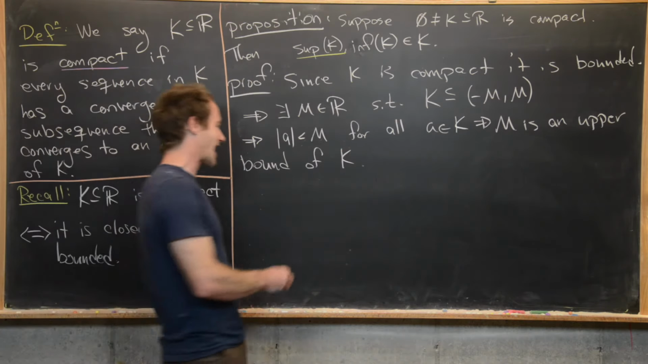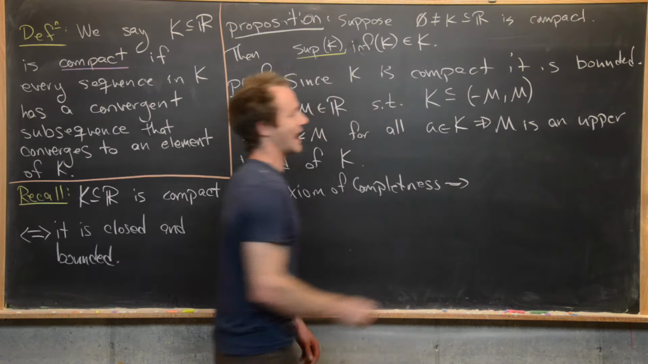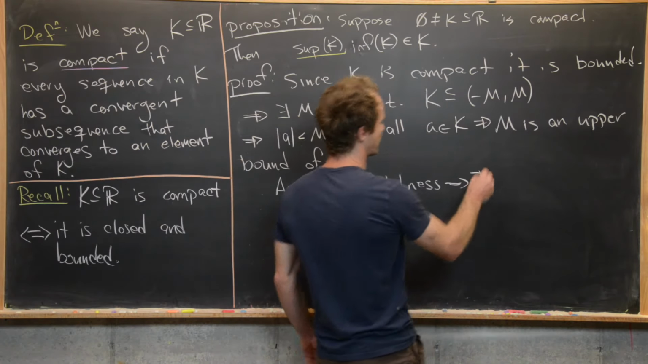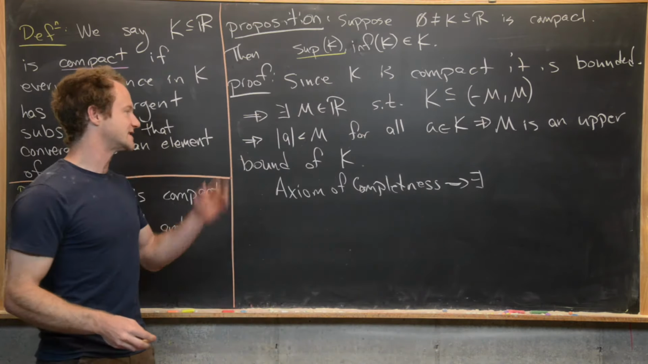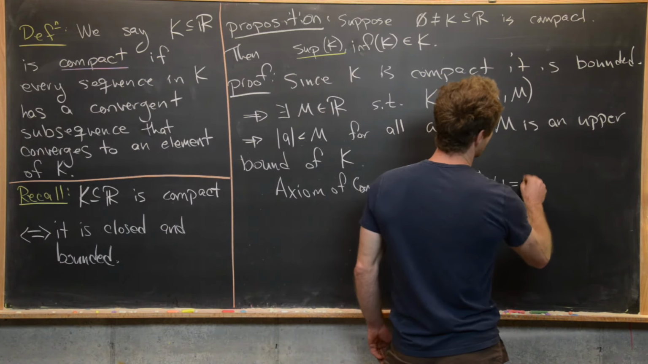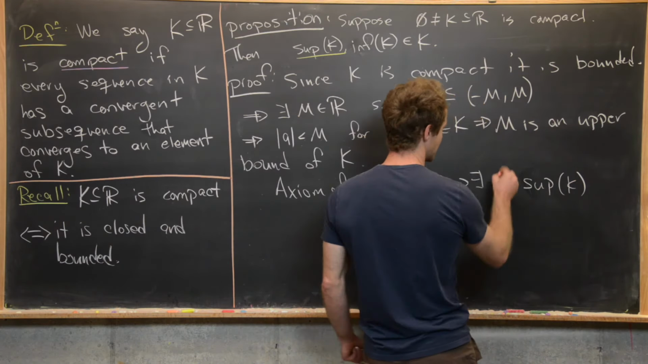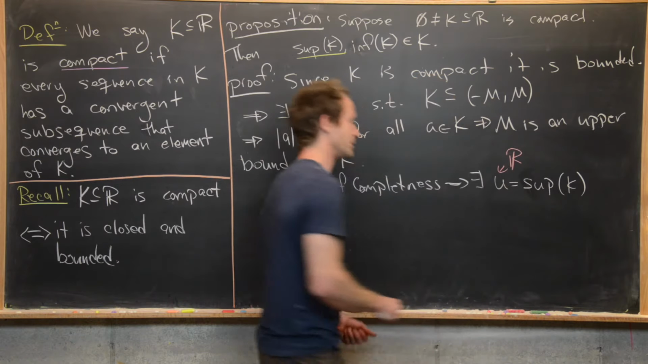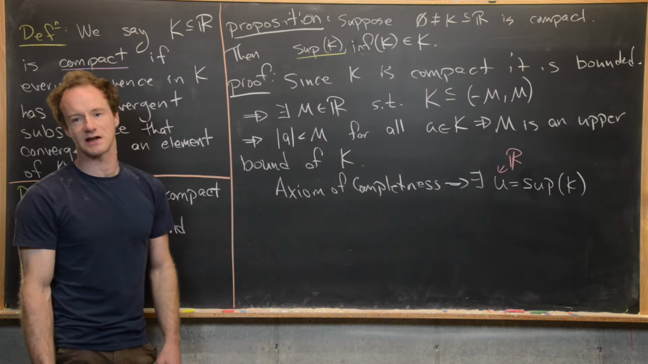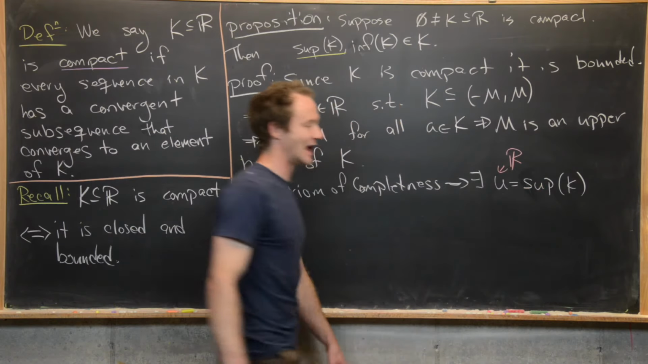But recall from the axiom of completeness, we know that every set with an upper bound has a least upper bound. So this brings into existence the least upper bound of K. So there exists U, which is equal to the least upper bound, in other words, the supremum of K. And I should say that this U is some real number. So again, that's by the axiom of completeness. If there's an upper bound, there must be a least upper bound. And so all that's left to show is that U is actually an element from K.